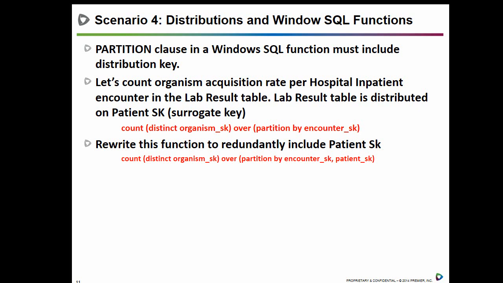So we have a scenario here where we are doing organism acquisition rate for a hospital inpatient encounter from the lab result table, right? Now the lab result table, fortunately, I was smart enough to distribute on patient SK, surrogate key, so that I could join it with all my other fact tables and the patient dimension, which I inevitably always tend to use. Well, here though, I want to calculate the organism acquisition rate per encounter, so I wrote a window function to count my distinct organism SK over and partition them by encounters. And so this will give me my counts by encounter SK.